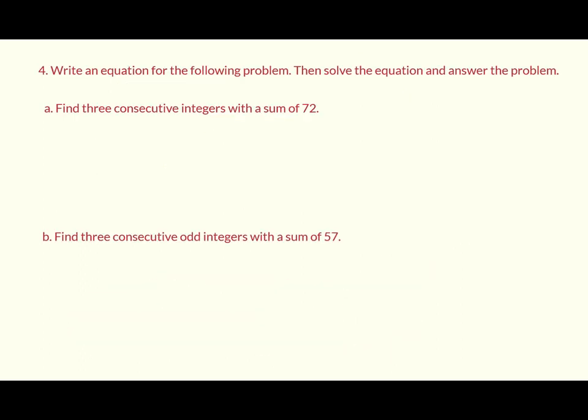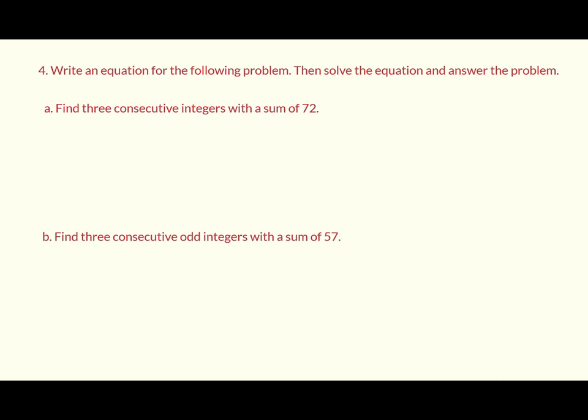Number 4 says, write an equation for the following problem, then solve the equation and answer the problem. All right, so this is talking about consecutive integers. So find 3 consecutive integers with a sum of 72. So first you have to know what a consecutive integer is. An integer is like 1, 2, 3, or -5, -4, -3. Consecutive means it's in a row.